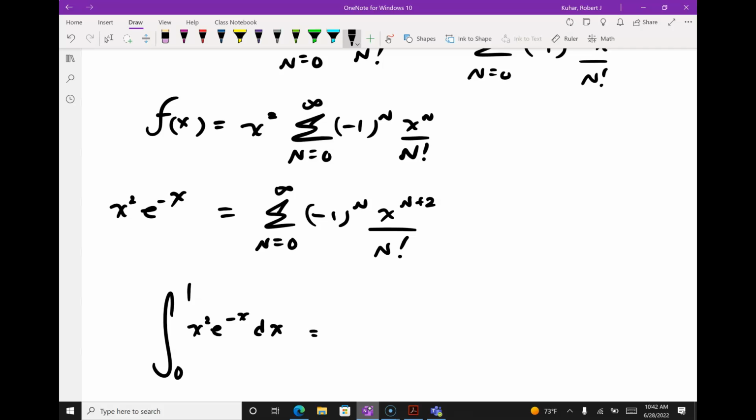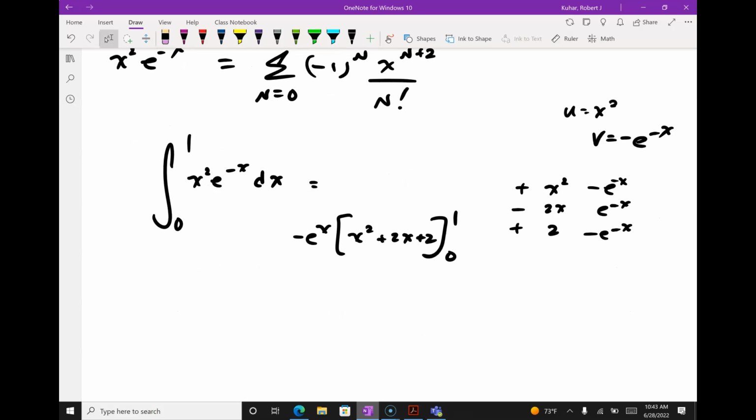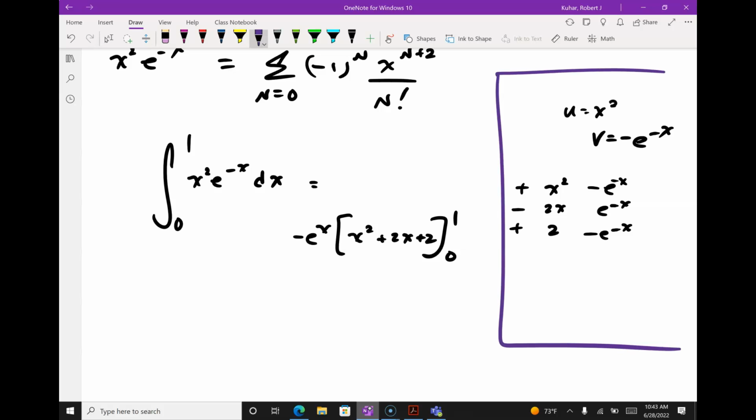I certainly can draw the picture of x squared e to the minus x, right? I can draw that graph and make sure. But I know I just went from 0 to 1. It doesn't look like much trouble. So I'm going to use my tic-tac-toe here, right? So I know u is x squared, and I know v is minus e to the minus x. So every term is negative, so I'm going to factor out the negative. And then I'm going to have an x squared plus 2x plus 2 evaluated at 1 and 0. Is this okay? Don't let me shortcut it too much if you're not following me.